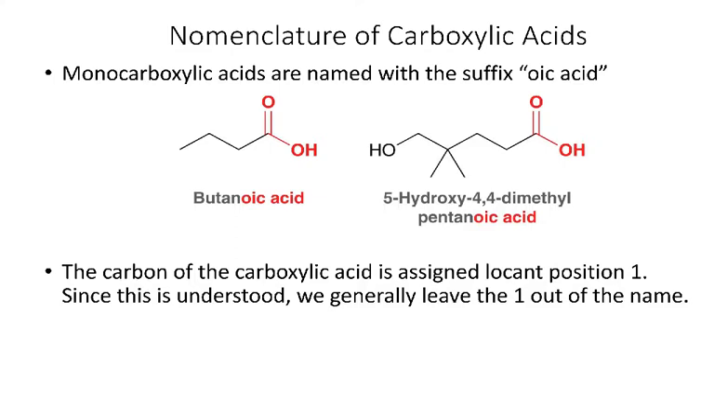Alright, so in the nomenclature of carboxylic acids, we change the suffix to -oic acid. So normally this would be butane. When we add the carboxylic acid group, it becomes butanoic acid. In this case, the alcohol gets less priority than the carboxylic acid, so it's named as a substituent. And we have 1, 2, 3, 4, 5 carbons. Putting the groups in alphabetical order, we have 5-hydroxy-4,4-dimethylpentanoic acid.